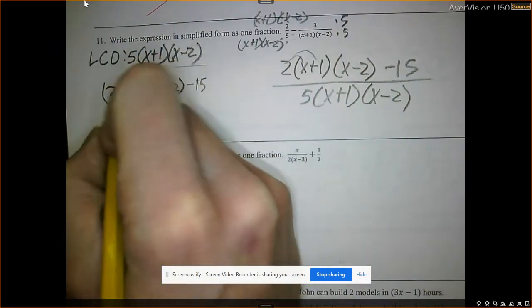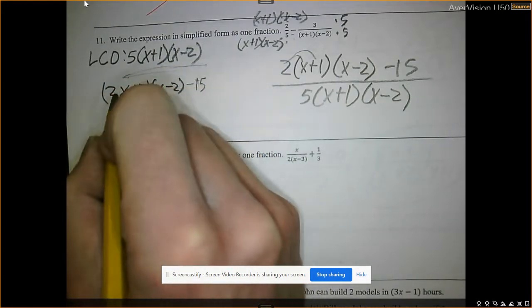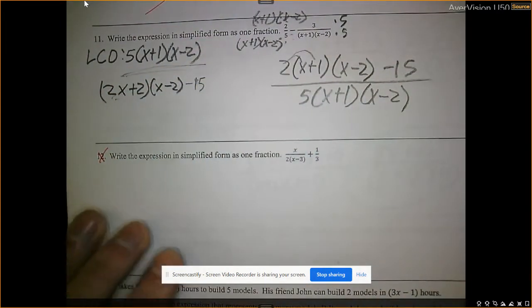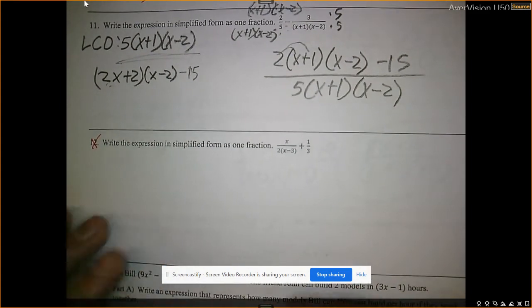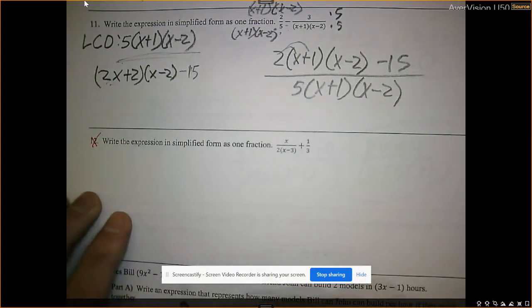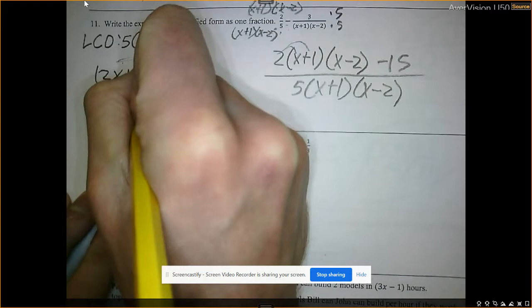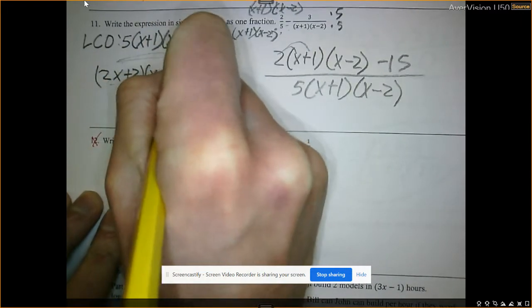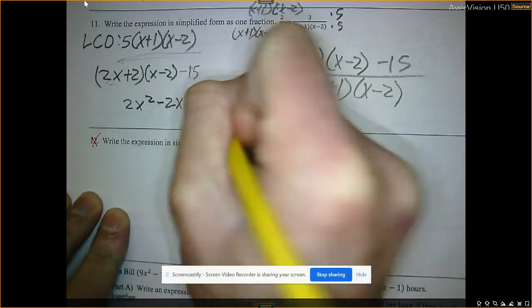Okay, and now I just need to FOIL this out. Or you can put it in the box: 2x plus 2 times x minus 2. If you don't like FOIL, you can do that box method that I show you, where you write 1 on the top, 1 on the side, multiply it out, and what you're going to get is 2x squared minus 2x minus 4. You still have to tack on the minus 15.